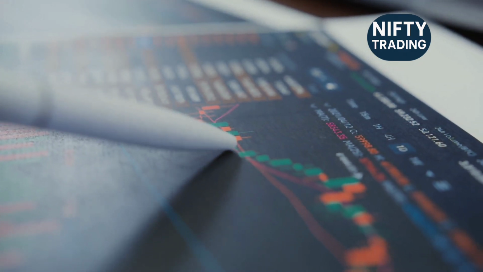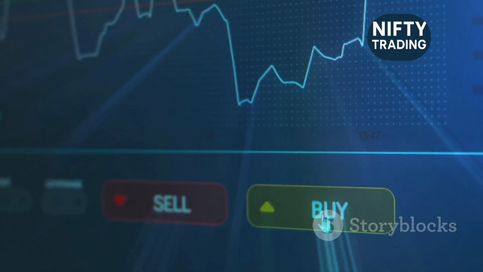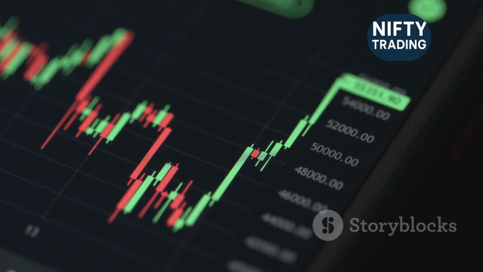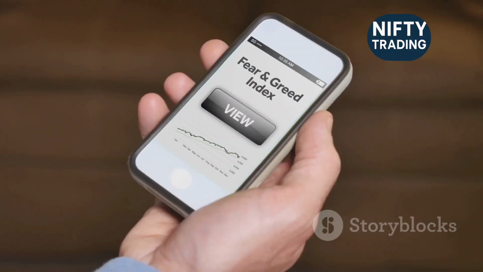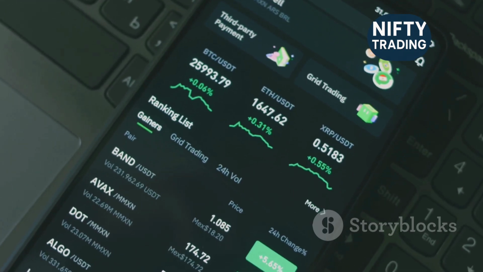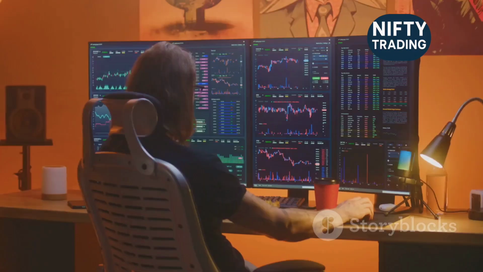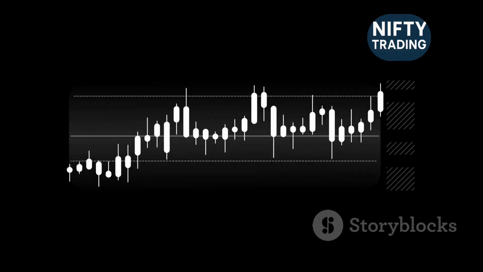Candlesticks make it easy to spot who's in control, buyers or sellers. Once you understand these basics, you can start spotting patterns that predict what might happen next. It's like reading the market's mood in real time. Mastering this is the foundation of smart trading. Let's look at some powerful patterns.